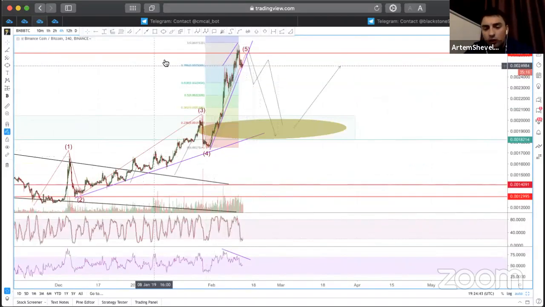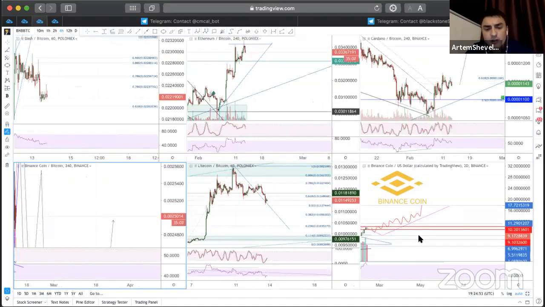Okay. Okay, let's go check the next, Binance Coin USD price. It's very interesting right now.